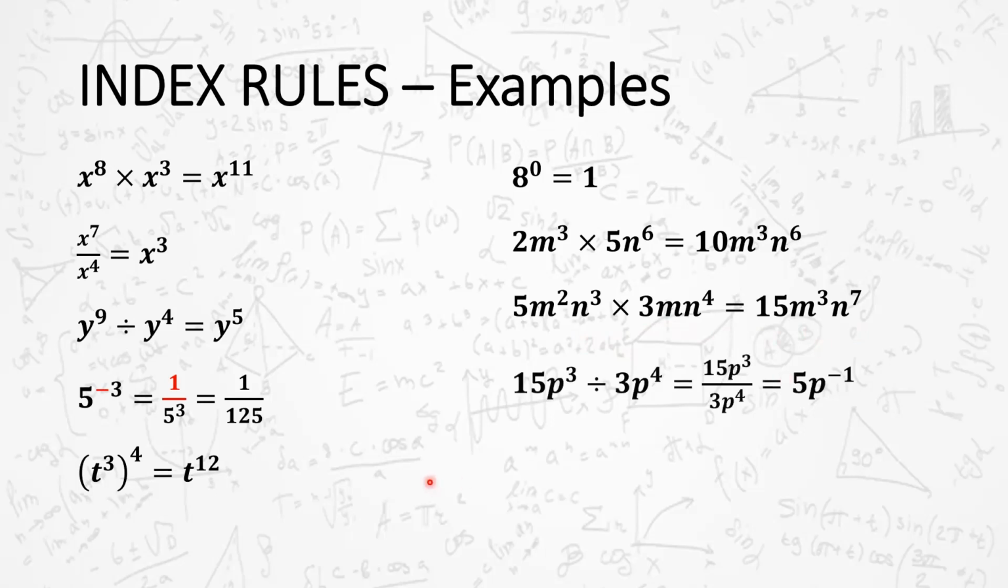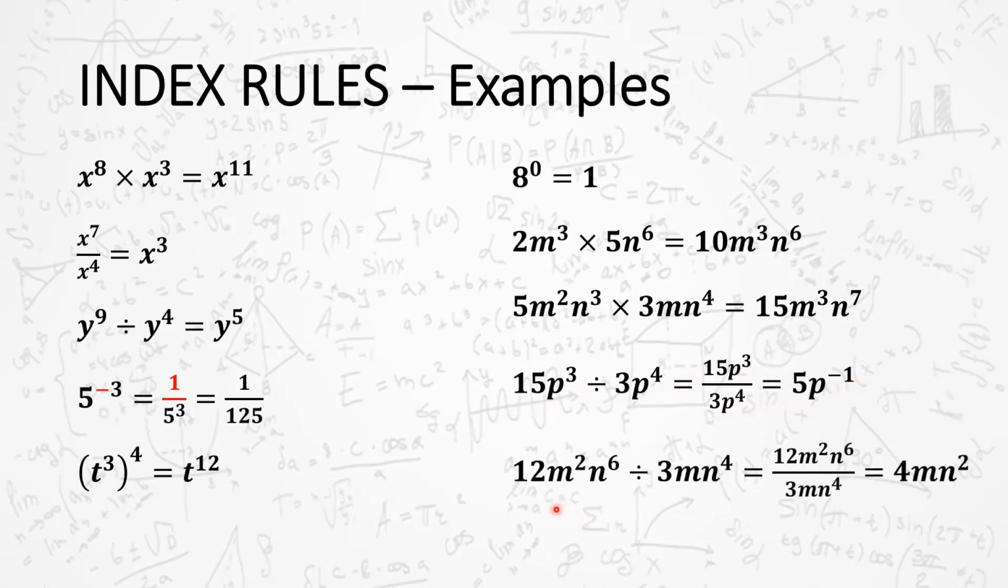Next one, division. 15p to the power 3 divided by 3p to the power 4. Put into a fraction format. Line them up properly. 15 over 3 gives you 5. p to the power 3 over p to the power 4 gives you p to the power 3 minus 4, which is negative 1.